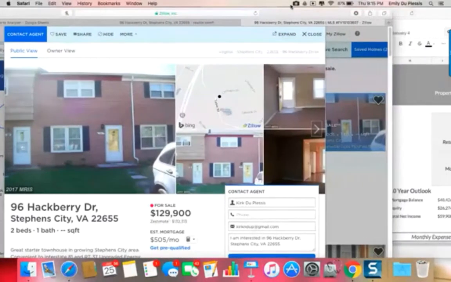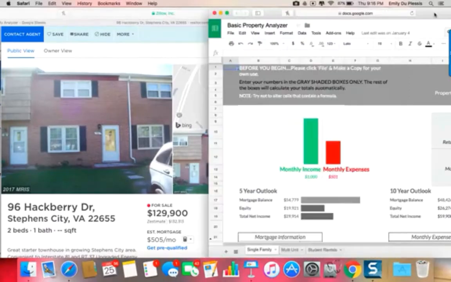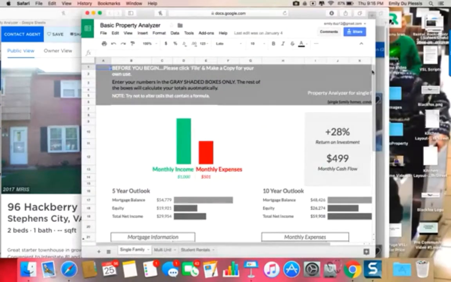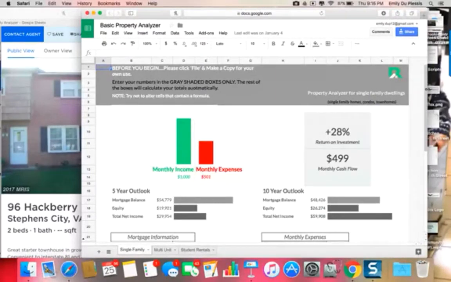But I'm actually going to go through and show you how I run numbers week in and week out, right? I do this probably 3 to 4 times a week, depending on if I see deals that come up. And it does not take me long. And I use our property analyzer that I have here. This is our basic property analyzer. And I'll be honest, I use the basic property analyzer first.